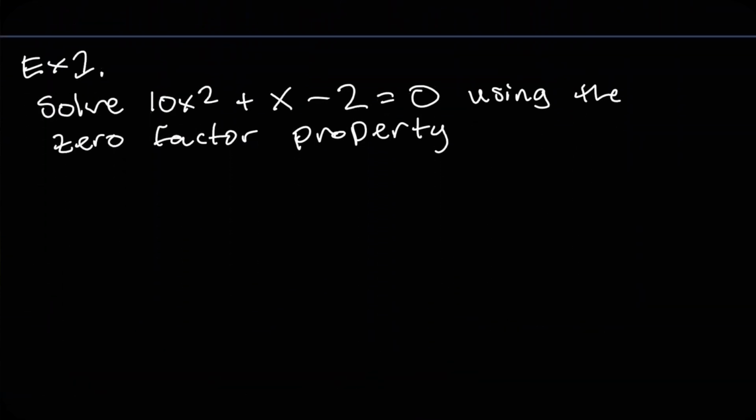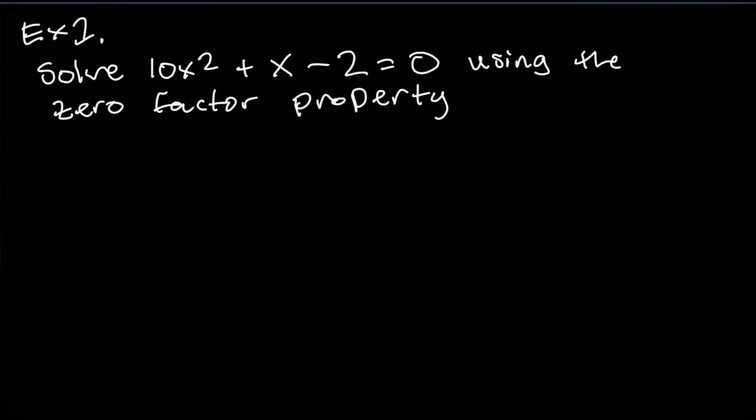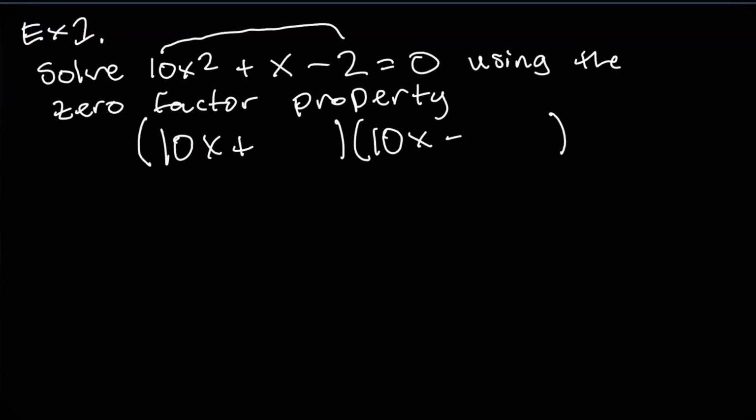Taking a look at an example here, we want to go ahead and solve 10x squared plus x minus 2 equal to 0. So let's factor this out. We'll have 10x plus some sort of number, and then 10x minus a number. I'm going to go ahead and multiply this 10 times the 2, which gets us negative 20. So we want two numbers that will multiply to negative 20, and then when summed together will give us a 1 here in front of the x. So those two numbers would be a 5 and a 4.